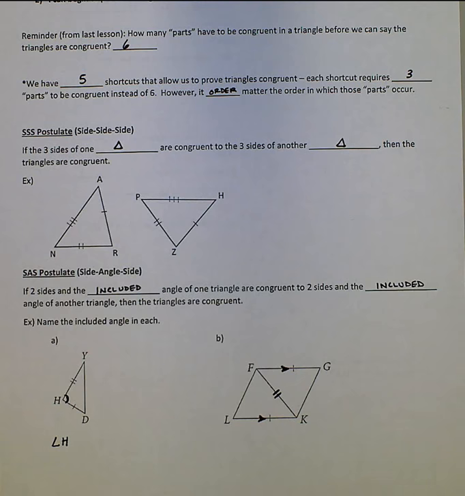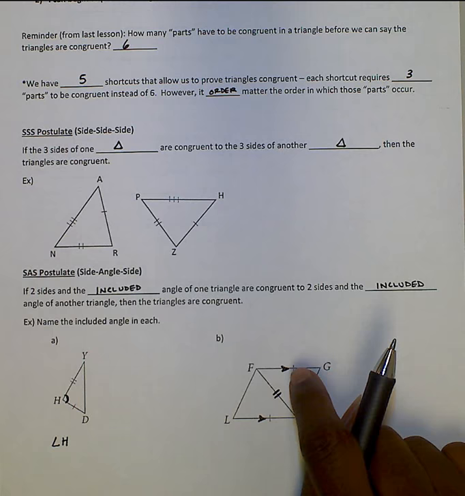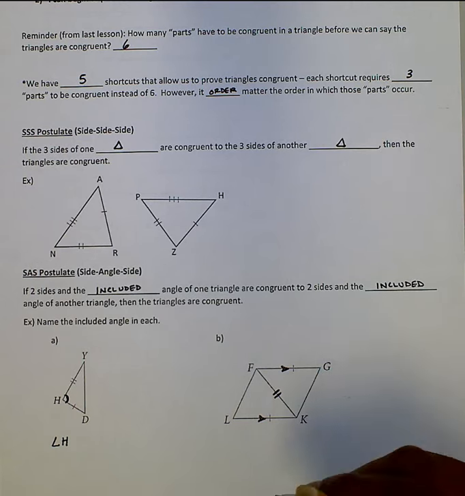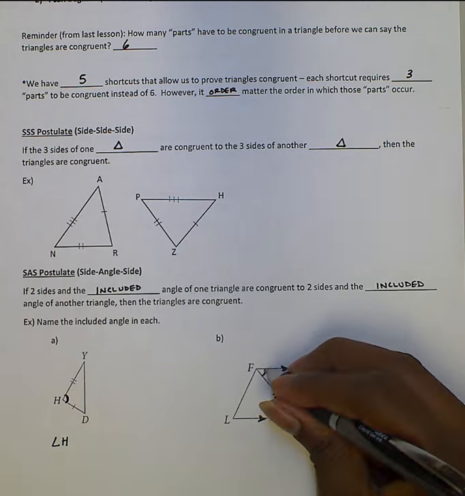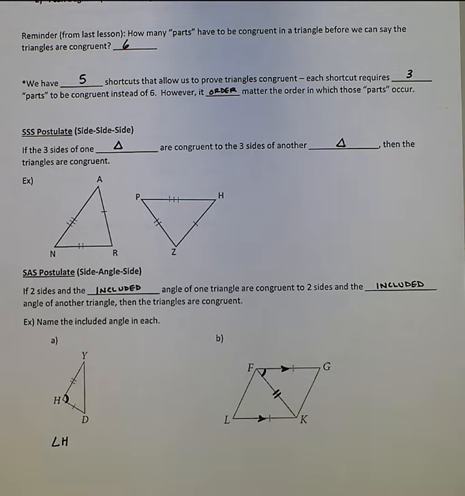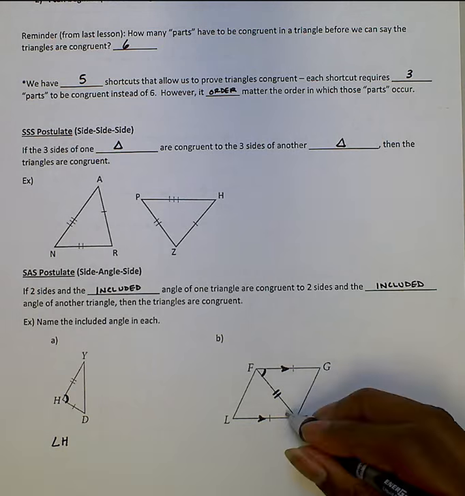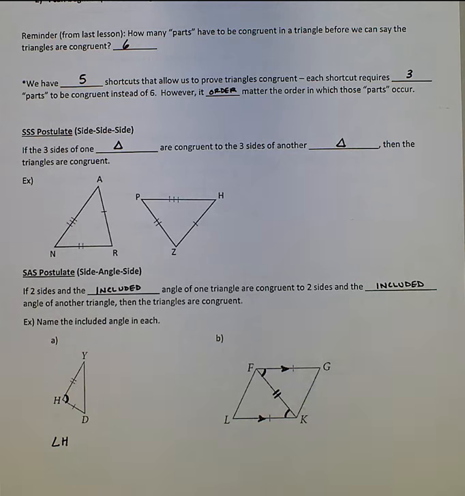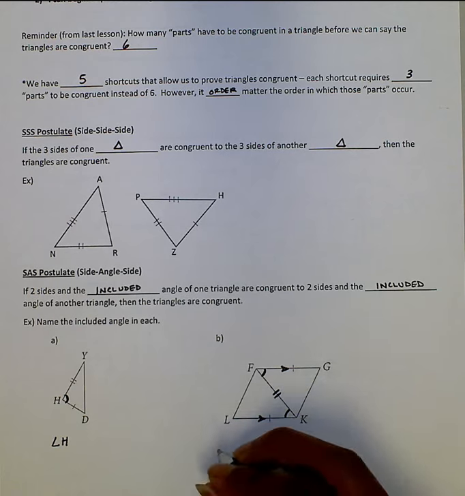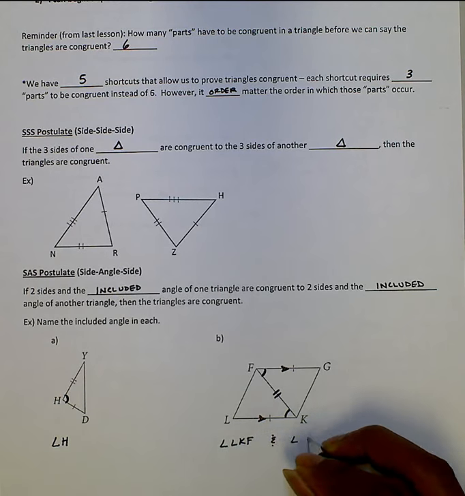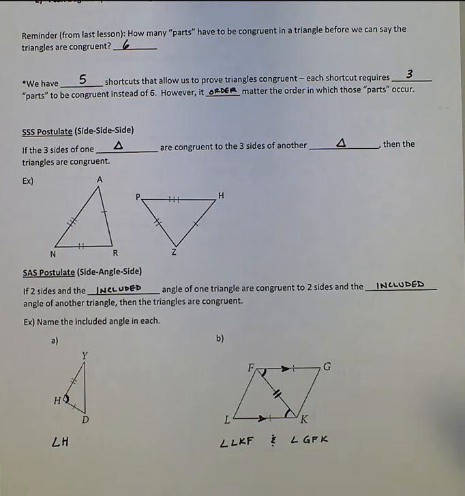Now I need to find out what my included angle would be. Remember, my included angle happens in between the 2 sides I have marked. So I have FK and FG marked. What angle is made up of those 2 sides? Here, GFK. Here I have LK and FK marked. What angle is made up of those 2 sides? Angle LKF. So I'll say angle LKF and angle GFK. Alright, and so those are my included angles.